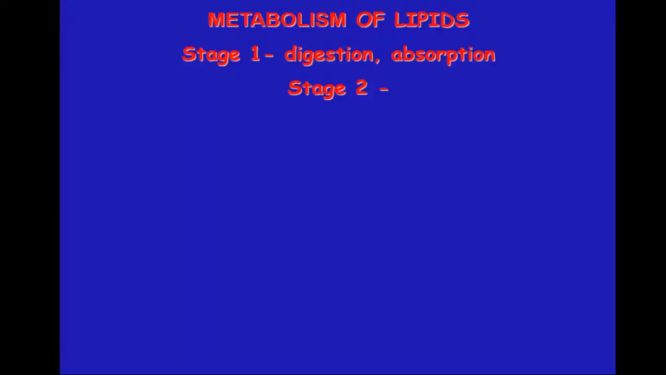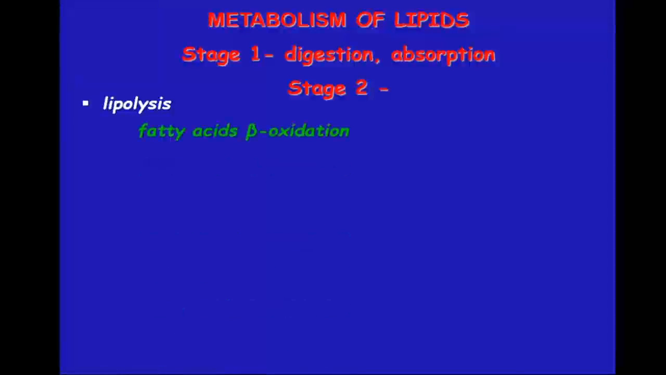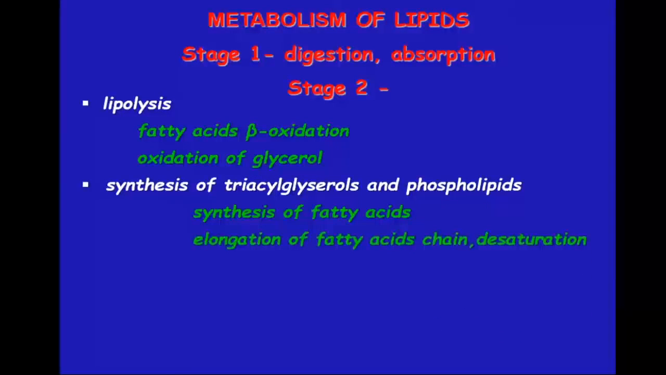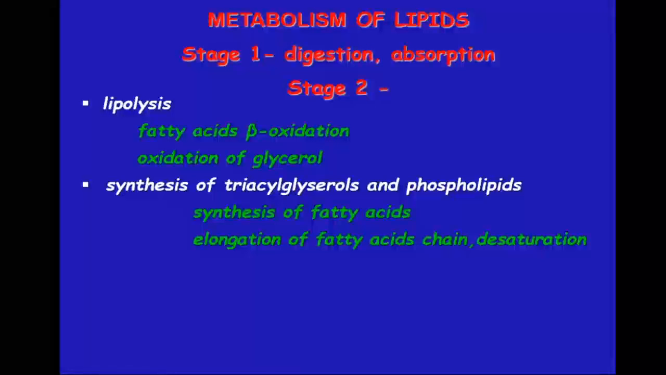But after absorption, there is stage 2, intracellular metabolism of lipids, and here I want to give you an overview of the different directions of catabolism and anabolism of lipids for the future, understanding that digestion is only the first step of metabolism. So, catabolism of lipids, lipolysis, will include fatty acids beta oxidation in the mitochondria of the cells, and oxidation of glycerol, of course. Anabolism of lipids will include synthesis of triacylglycerols and phospholipids, which will be preceded by the synthesis of fatty acids, elongation of them, desaturation, formation of different types of fatty acids.